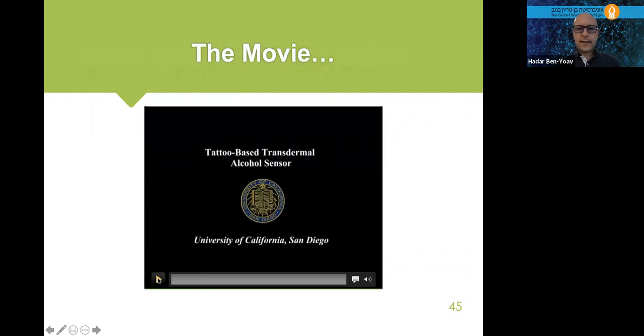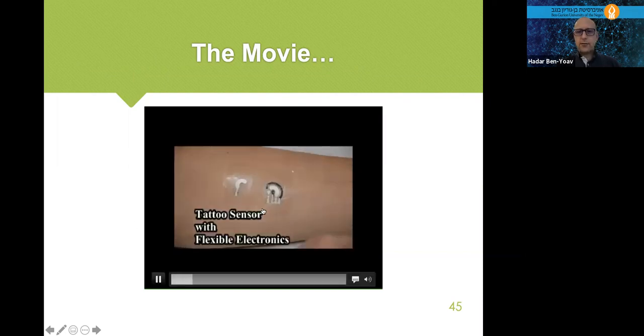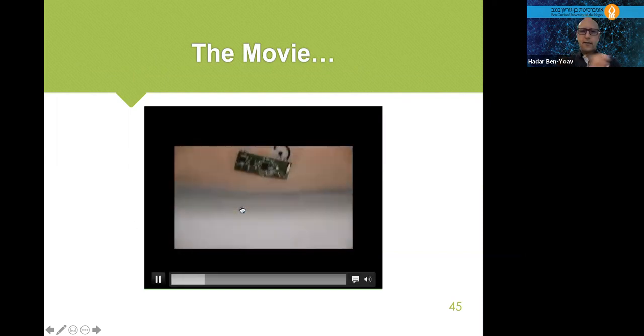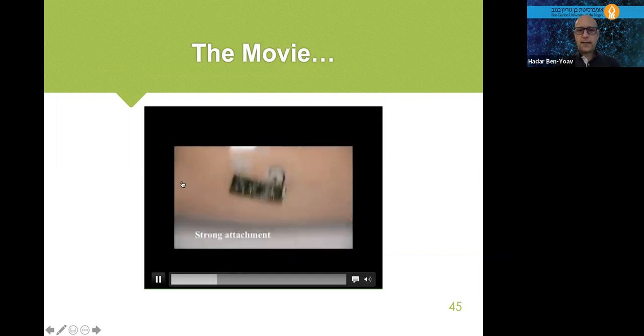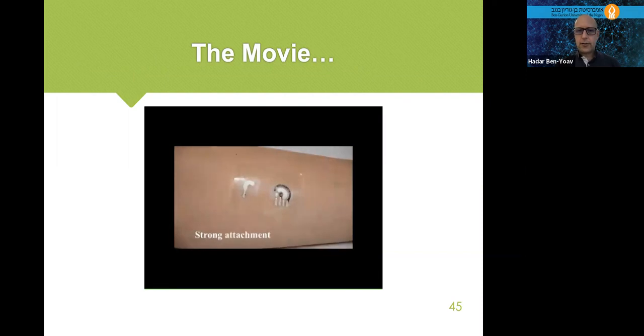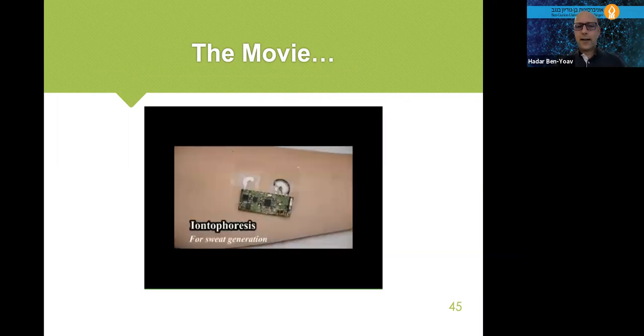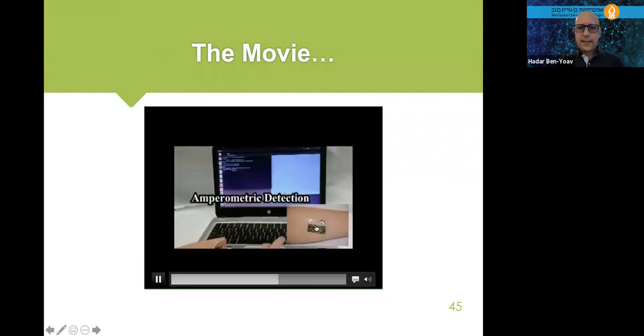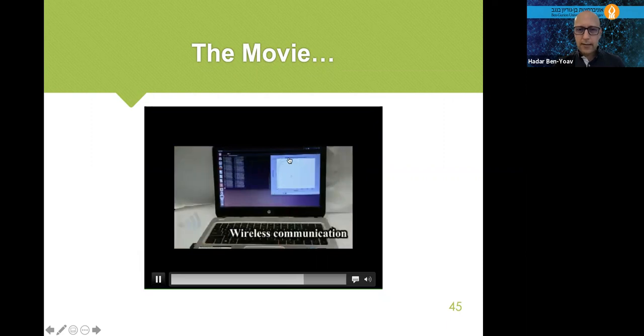And they did a nice video about it. Here's the patch, they put it on a student. They put the electronic chip to measure the current. The student, a very lucky student, was drinking alcohol. You apply the iontophoresis to generate the sweat, and then it wirelessly sends information to the computer, and this increasing plot means that you have more and more current, meaning that this is the alcohol that is being measured. Very cool.